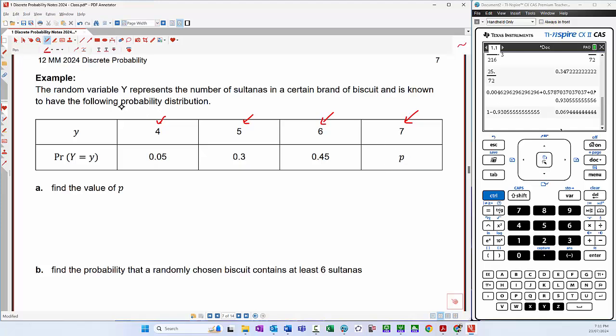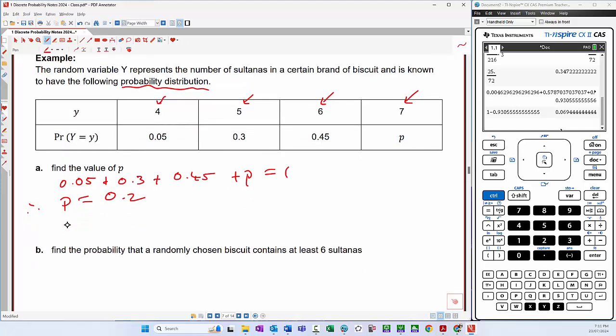Well, again, if this is a probability distribution function, then this value here is simply going to be 1, take away all of this stuff here. So let's quickly do that in our head. That's going to be 5, 8, so P is going to be 0.2. So we're going to say that 0.05 plus 0.3 plus 0.45 plus P has to equal 1. Therefore, P is 0.2.